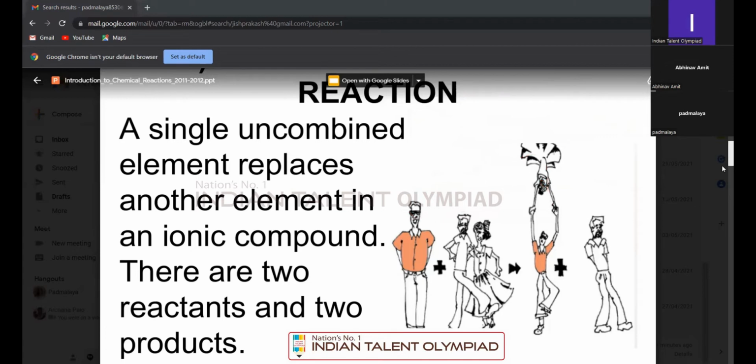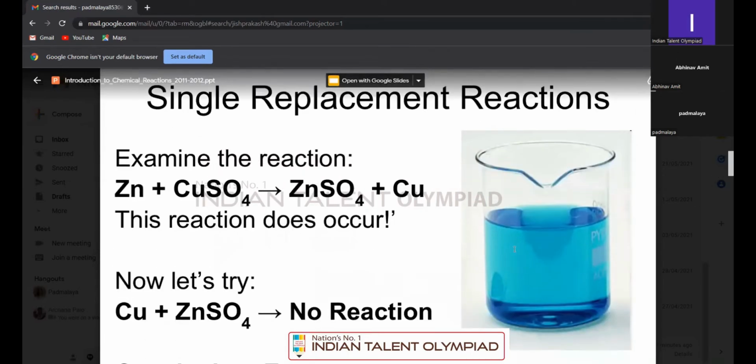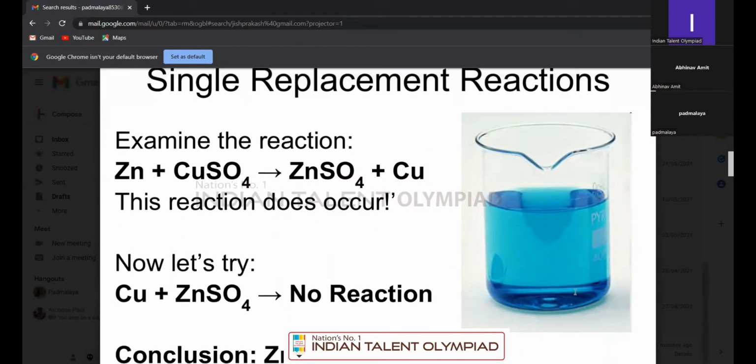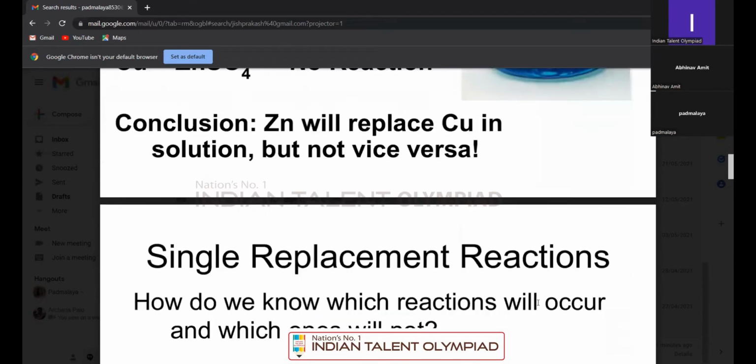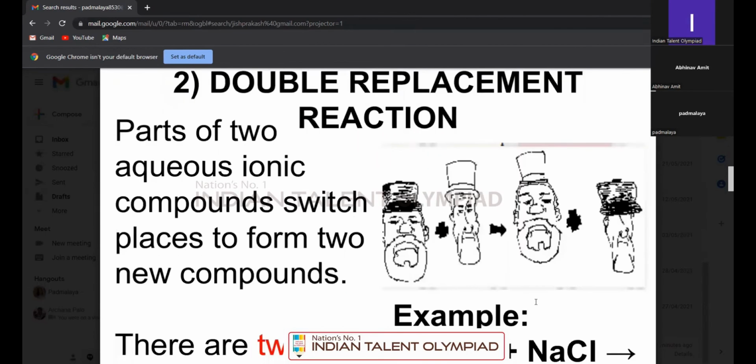This is the same thing we have discussed here. Copper sulfate solution will be blue in color. When you put zinc in, it will become colorless, and a red-brown copper is deposited. These are the other examples we have for single displacement reactions.